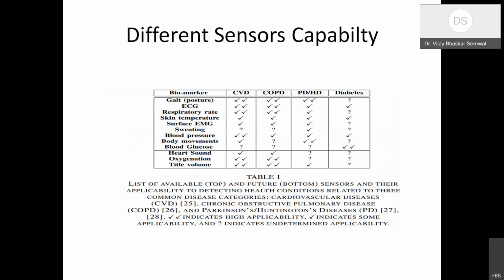Now see the capabilities of various biometrics or biomarkers where we are applying them. If you see gait, posture, ECG, respiratory rate in this, you can see the column-wise division. First is CVD, which is cardiovascular disease. Okay, CVD is cardiovascular diseases. Then you have COPD.